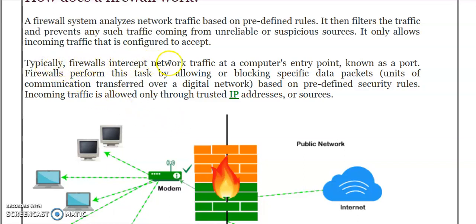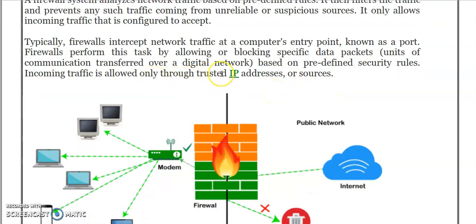Typically, a firewall intercepts network traffic at the computer's entry point, known as a port. A firewall performs this task by allowing or blocking specific data packets based on predefined security rules. Incoming traffic is allowed only through trusted IP addresses or sources. Whatever IPs have been allotted to the firewall to accept information from, only from those IPs will it accept. Otherwise, from other IPs or other computers, it will not accept anything for sure.